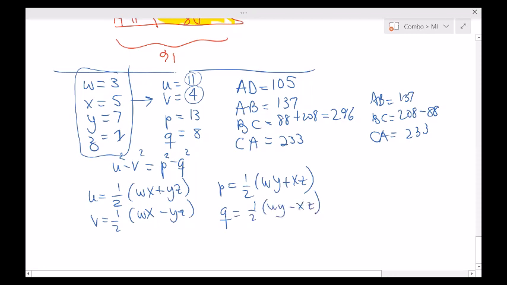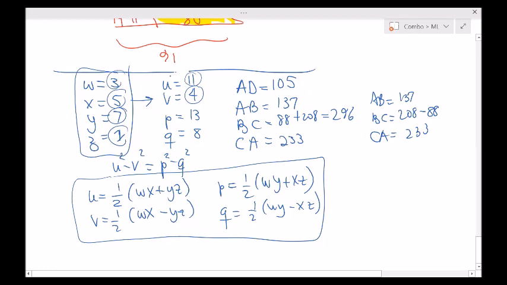Okay, that's it. So once you have w, x, y, z, you start with any four numbers, you plug them in, and then you find u, v, p, q, and then you plug it back in again, you find your special triangles. I can see this one being very useful in an HMMT.